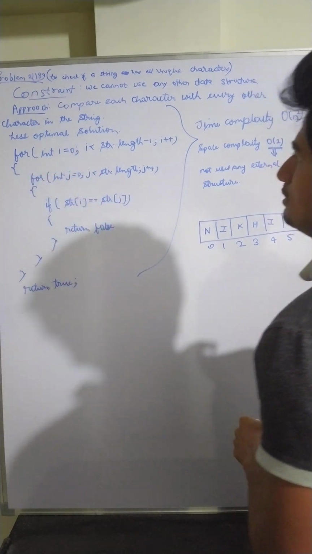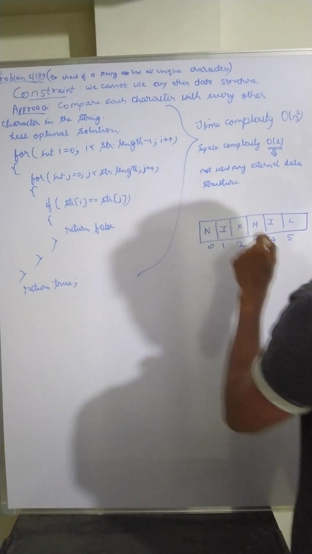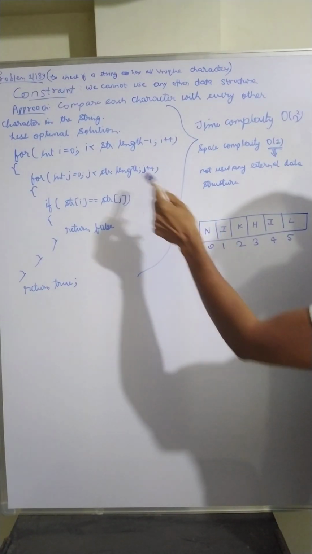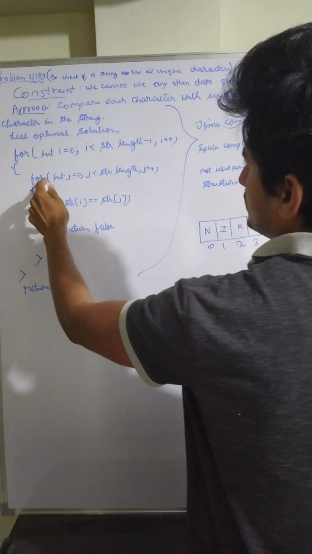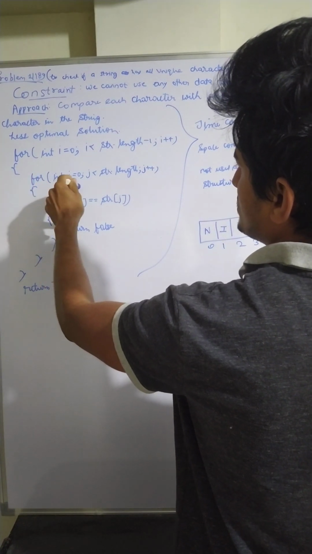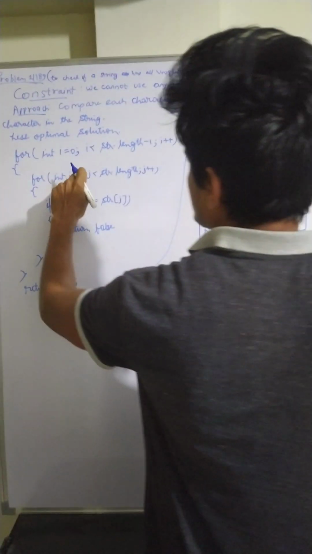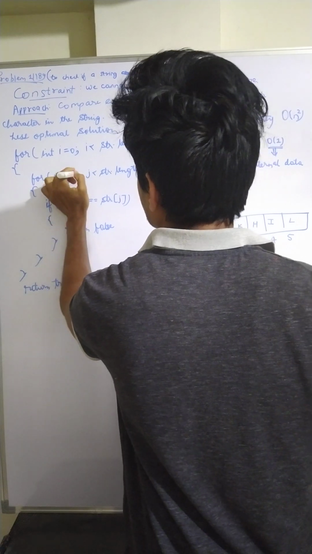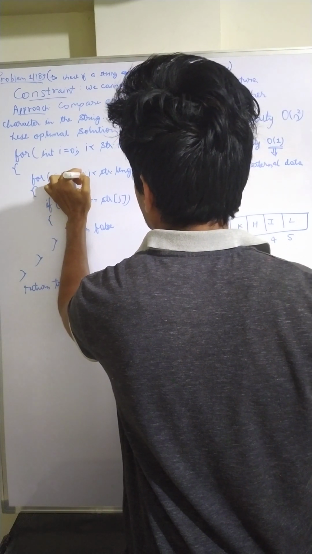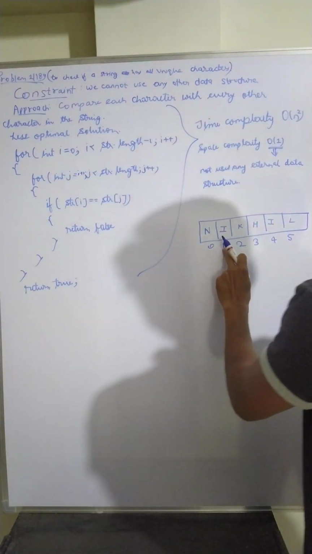Let's go through the code. We'll start with index 0 and go until length minus 1. So the first loop will start from 0 and will go until n. The inner loop is for integer j equals 0 and j less than str.length. Okay, so here one correction is there. We can write it as j equals i plus 1. So j will start with i plus 1 and will go until the length.